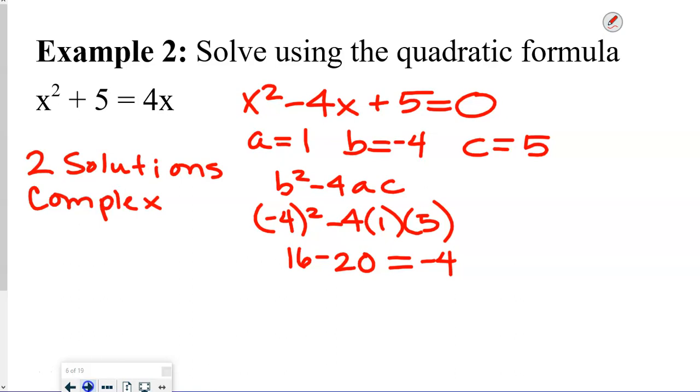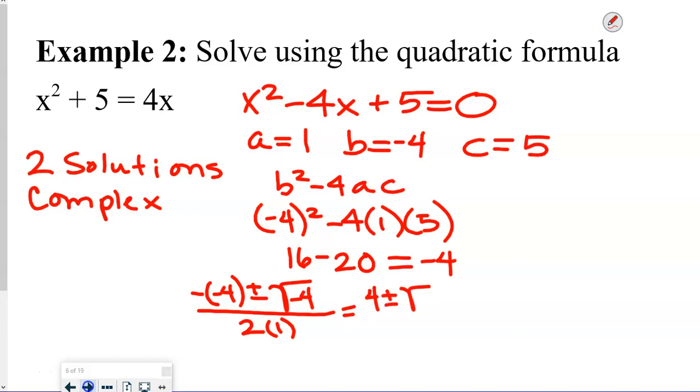So now we're going to plug these values into our quadratic formula. So that's going to be minus a minus 4 plus or minus the square root of negative 4 over 2 times 1. So let's go ahead and simplify this. Minus a minus is a 4, right? Now, you should know that when we do this, I'm just going to go plus or minus, and I'm going to do the square root of negative 1 times the square root of 4, because that's the way we've been doing this, just so you guys see that we can simplify that. So that's going to give us 4 plus or minus 2i over 2.